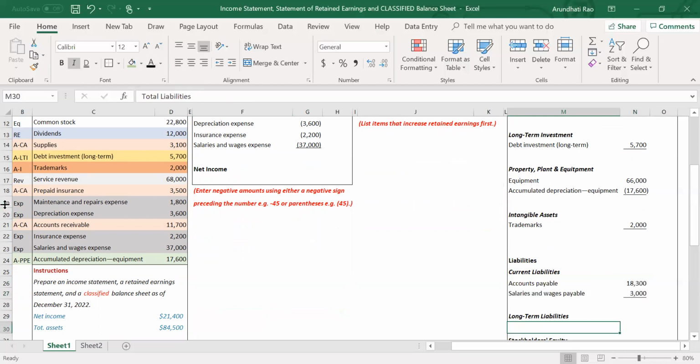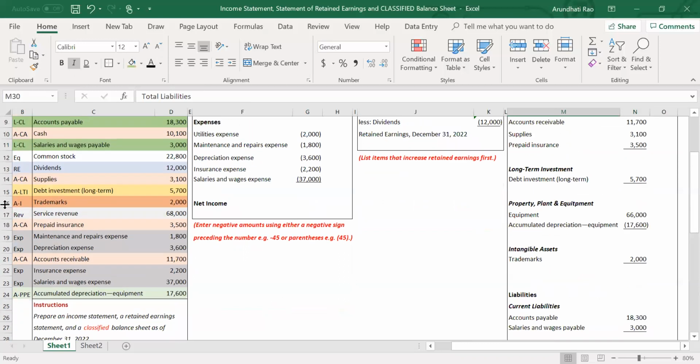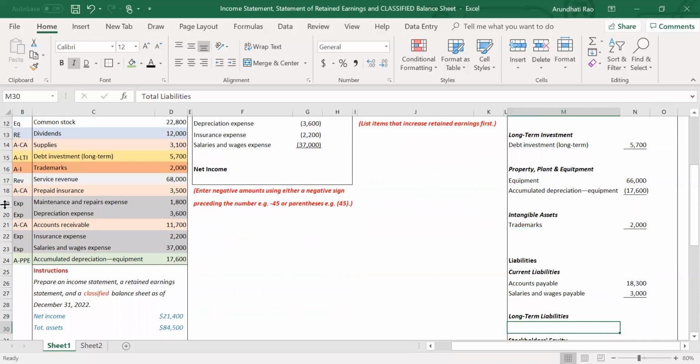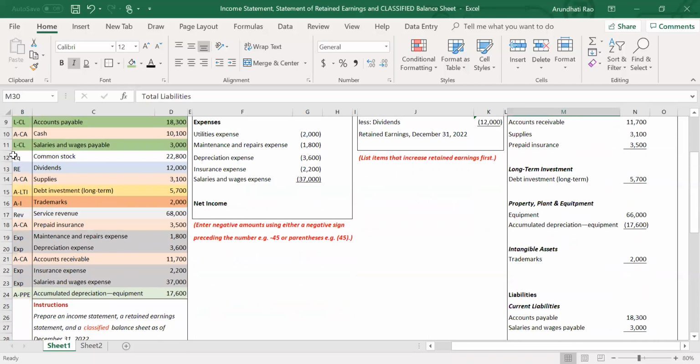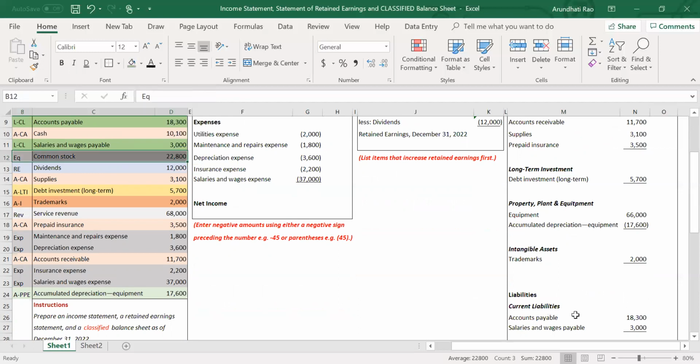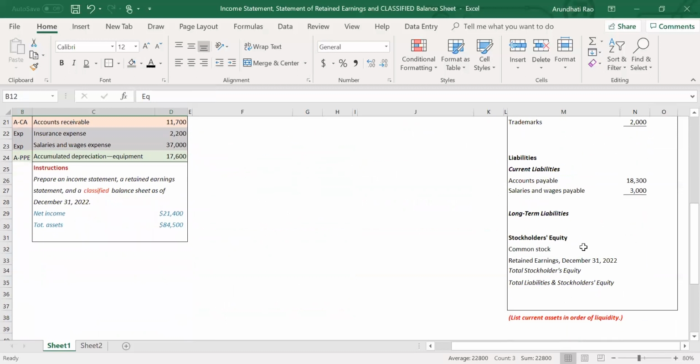Do I have any long-term liabilities? Nope, I have taken care of everything over here, except common stock. Common stock is the last one. And again, trying to come up with a unique color is going to be difficult, but here, common stock. I have common stock over here, and I'm going to put the amount.